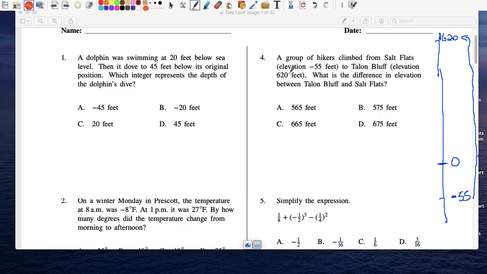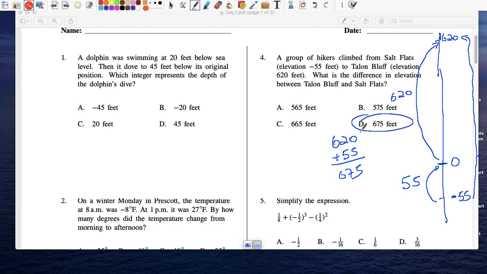Well, break it into 2 parts. From negative 55 to 0, that's 55 floors that you went up. And then from 0 all the way to the 620th floor, how many floors did you just travel? Well, 620. So the combined distance that you traveled would be 620 plus 55, and that gives you 675. So 4 is D.